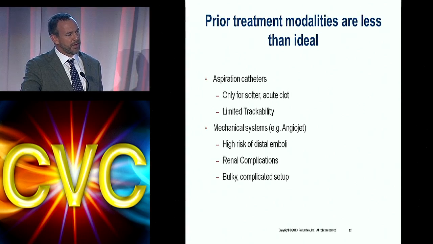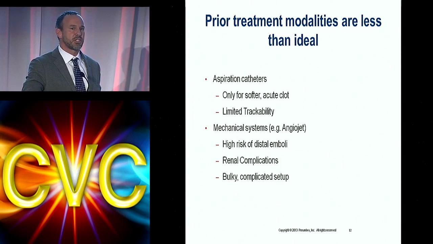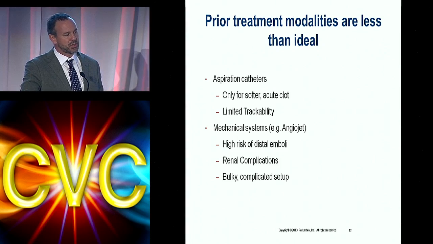You have a variety of other aspiration catheters, again, usually only for soft or acute clot with limited trackability. That's sort of the question that you were asking. This is a very different catheter that you need to take a look at. Mechanical systems, i.e. AngioJet, utilize it, but it does have a high risk of distal emboli, and risk of renal complications if you use too much volume.